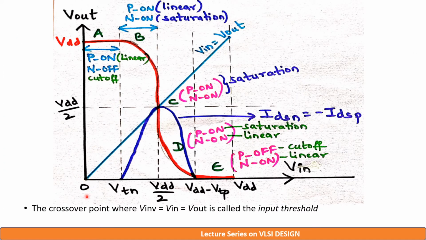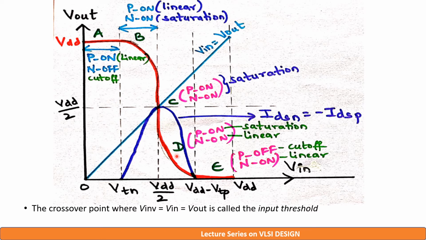So when input is 0, PMOS turns on, hence output is VDD. When input exceeds threshold value, NMOS device operates in saturation region, PMOS operates in linear, and output is less than VDD. At region C, both transistors operate in saturation. The input and output voltage at region C is exactly VDD by 2. Hence region C is termed as midpoint or switching point.